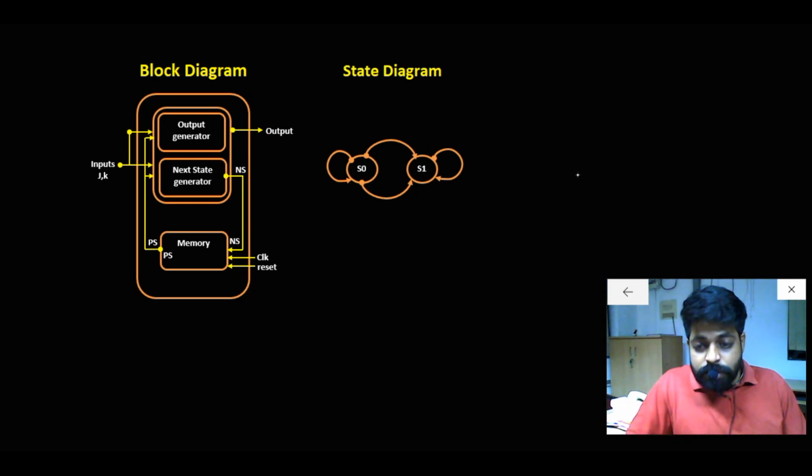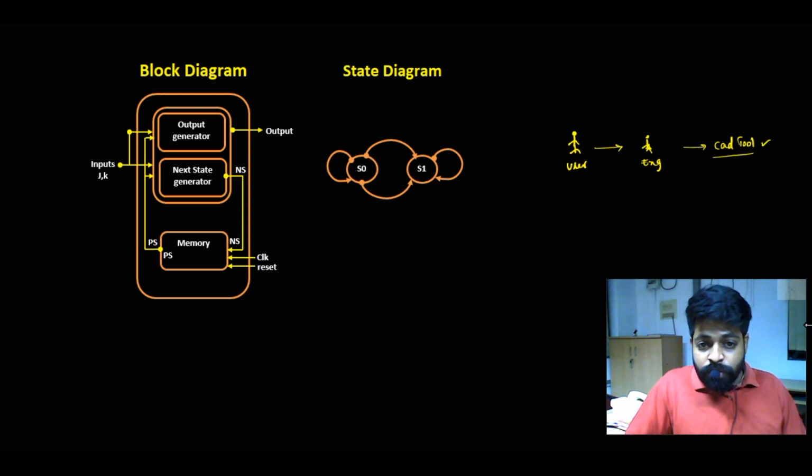In the last session, we discussed the specification types, where the user's need is communicated to the engineer, and the engineer needs to communicate with the CAD tool, so that the CAD tool will design the kind of digital circuit that is required.